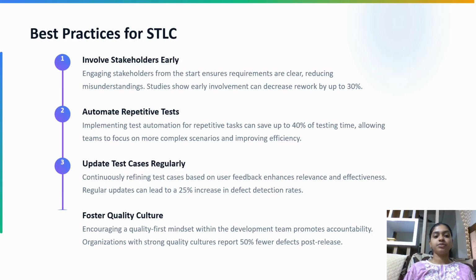Automate repetitive tests. Implementing test automation for repetitive tasks can save up to 40% of testing time, allowing teams to focus on more complex scenarios and improving efficiency. Update test cases regularly. Continuously refining test cases based on users' feedback enhances relevance and effectiveness. Regular updates can lead to a 25% increase in defect detection rates. Foster a quality culture. Encouraging a quality first mindset within the development team promotes accountability. Organizations with strong quality cultures report 50% fewer defects post release.